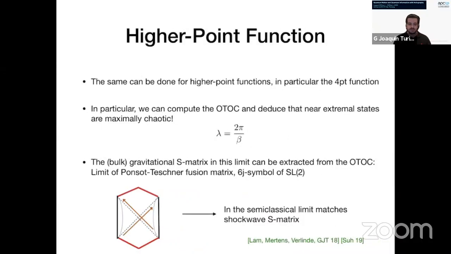So in particular, this argues that you can look at out-of-time order correlators, and you can argue that they have maximal chaos. So there is a large class of CFTs that are maximally chaotic when you look at near extremal states.